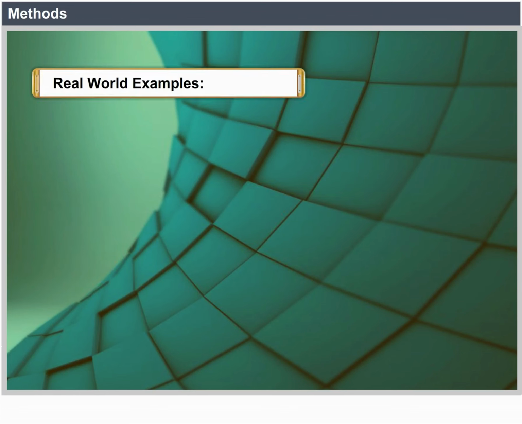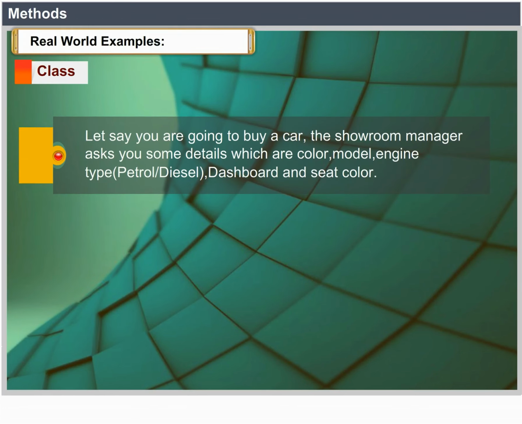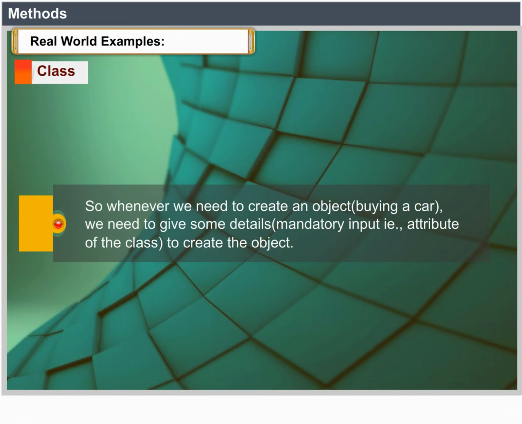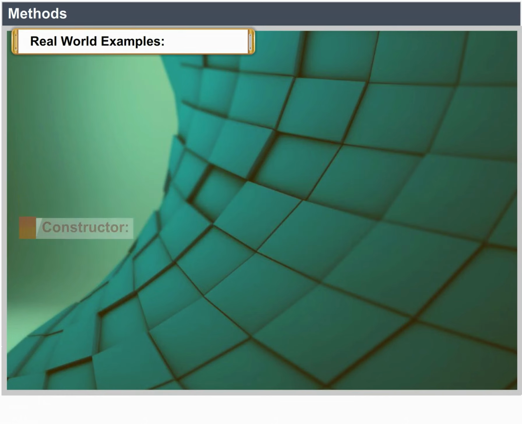Real world examples. Class. Let's say that you are going to buy a car. The showroom manager asks you some details like color, model, engine type, dashboard and seat color. We can understand class and objects from the above situation. The car is the class here and you are actually getting an object of the class. It may be whatever brand, with the inputs you provided to the showroom manager. So whenever we need to create an object, that is buying a car, we need to give some details that are mandatory input, that is the attributes of the class.